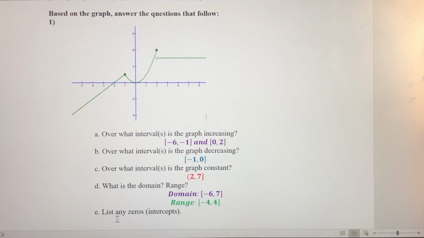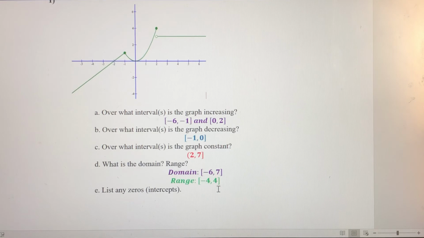List any zeros. Zeros is just another name for intercepts, x and y intercepts. You're going to start to see the term zeros more often as we progress in the class. We've got an x-intercept here at -2. We've got another x-intercept here at the origin. Because the x-intercept is at the origin, it means we automatically have a y-intercept at the origin as well. Because it's a function, it can have at most one y-intercept, so we don't need to search for anything else.